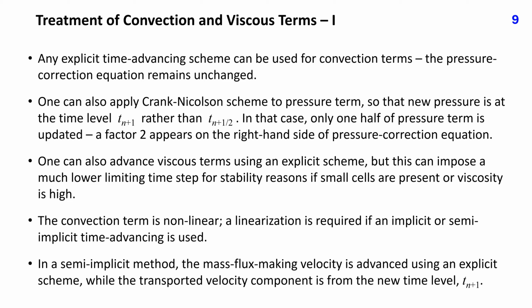One can also advance viscous terms using an explicit scheme, but this can impose a much lower limiting time step for stability reasons, if small cells are present or viscosity is high, than is required for accuracy reasons. The convection term is non-linear. A linearization is required if an implicit or semi-implicit time advancing is used. In a semi-implicit method, the mass flux making velocity is advanced using an explicit scheme, while the transported velocity component is from the new time level Tn plus 1.